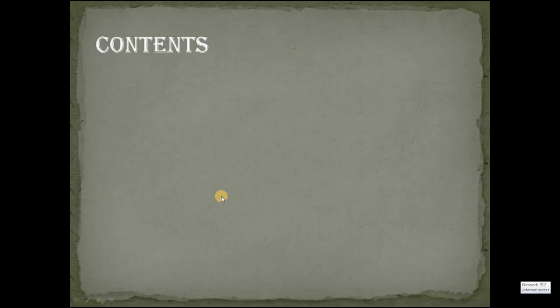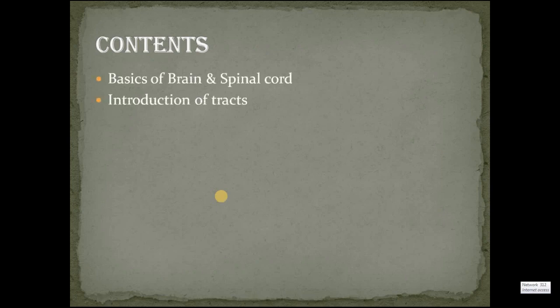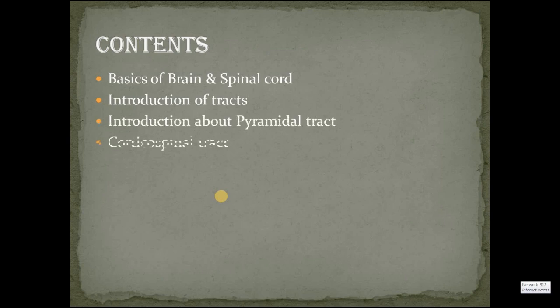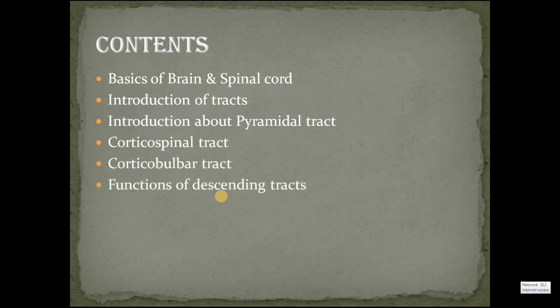So the contents for today's lecture are basics of brain and spinal cord, then introduction of tracts, then introduction about the pyramidal tract, then we will talk about the corticospinal and the corticobulbar tract, then function of descending tracts, and lastly a clinical relevance related to this tract.